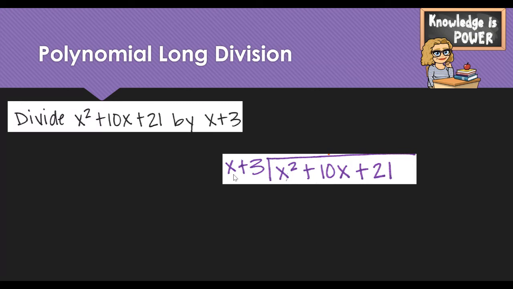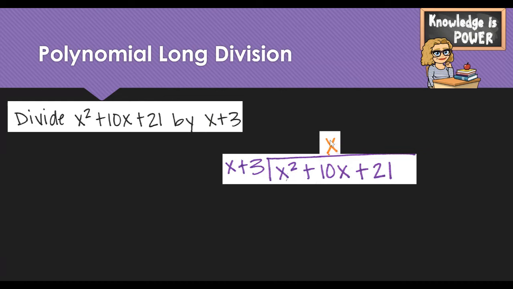The first step is the hardest. You want to say, what does this x need to turn into this x squared? What do I multiply this x by to give me x squared? Well, I know that x times x gives me x squared, so I put an x on top.